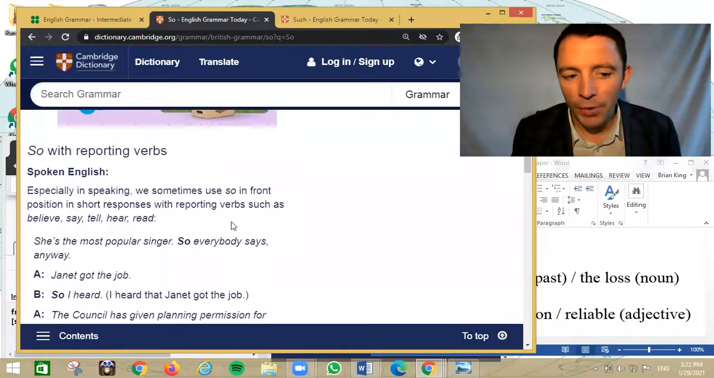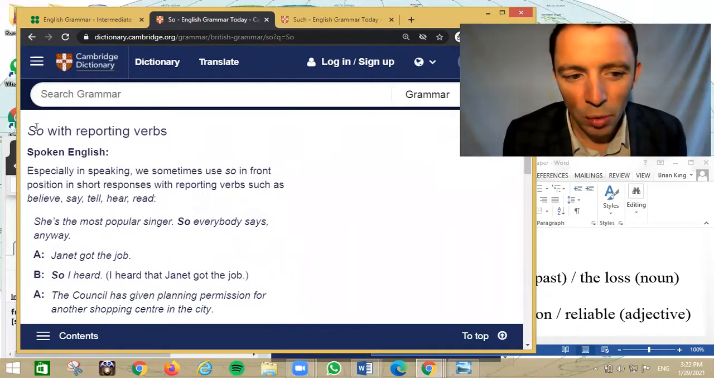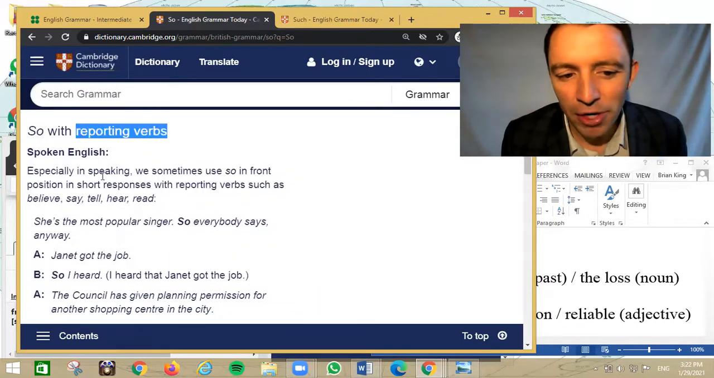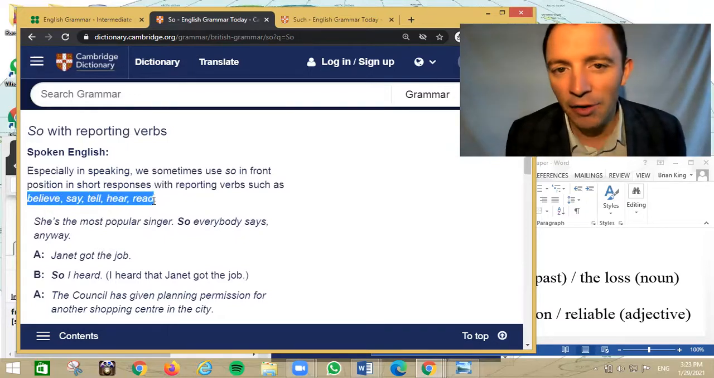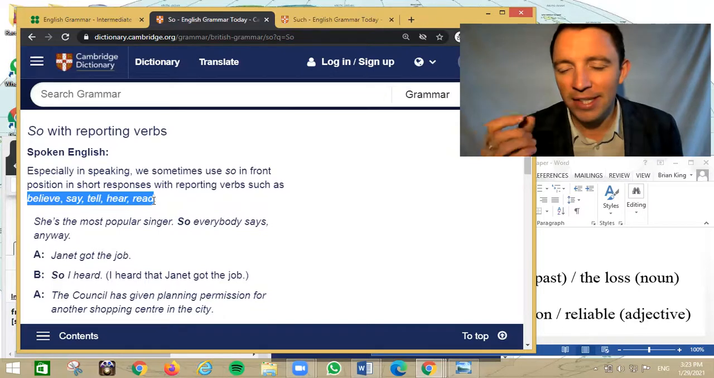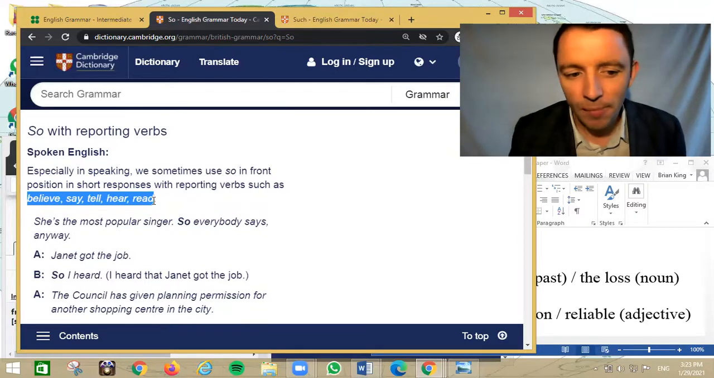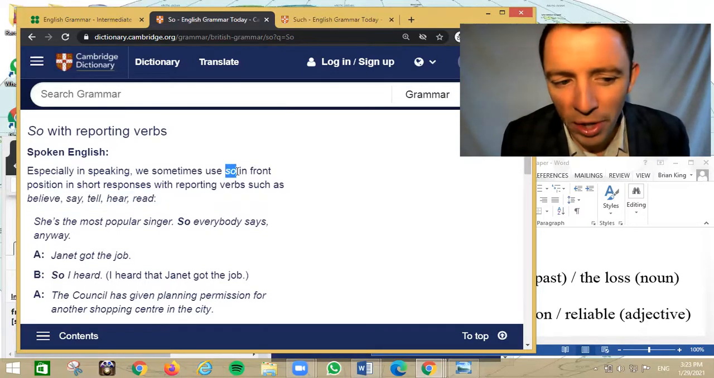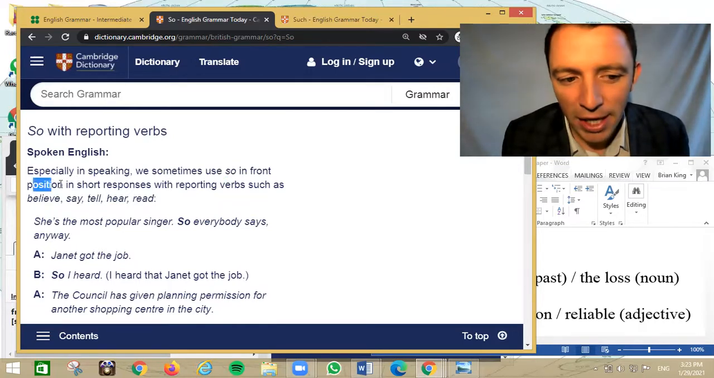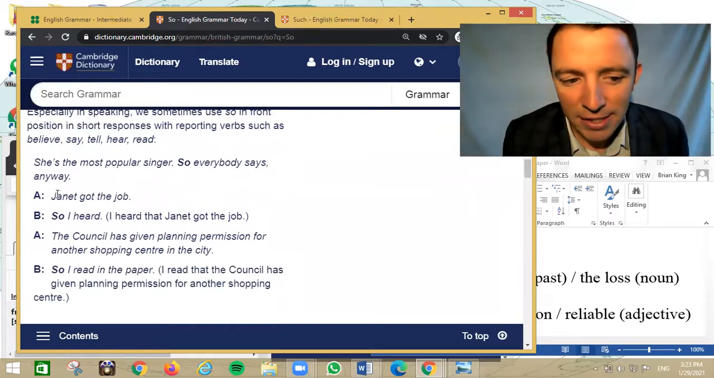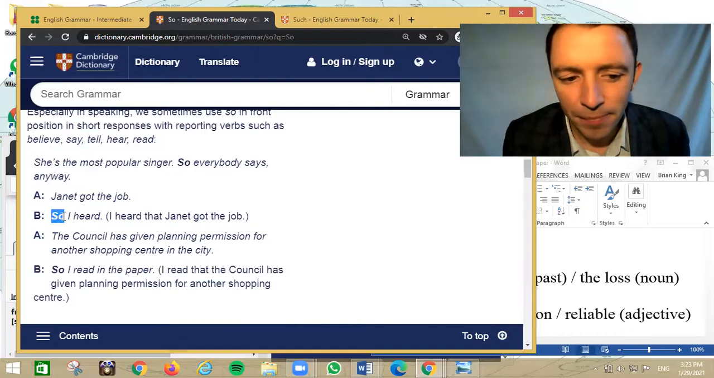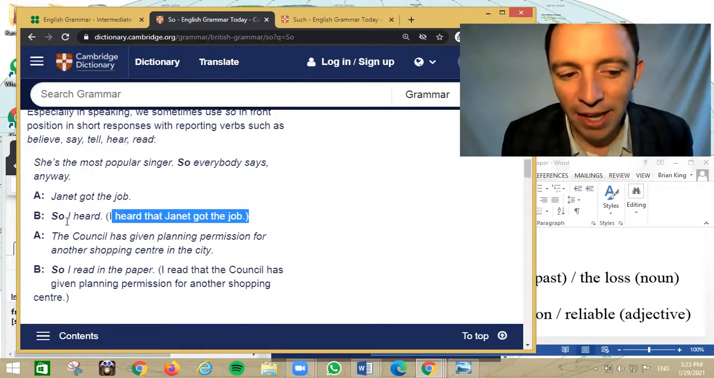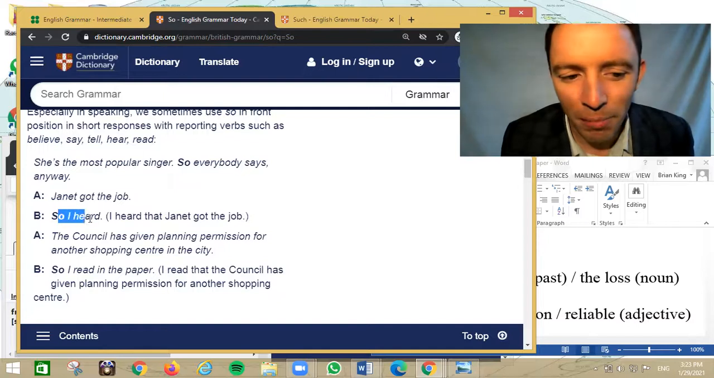And here we continue with reporting verbs. And remember, the reporting verbs are I believe, I say, I tell, I hear, I read, to report. They're the typical reporting verbs, okay? We sometimes use so in the front position in short responses. Here's an example: Janet got the job. She received the job. So I heard. I heard that Janet got the job. That's very conversational, very common, and very important.